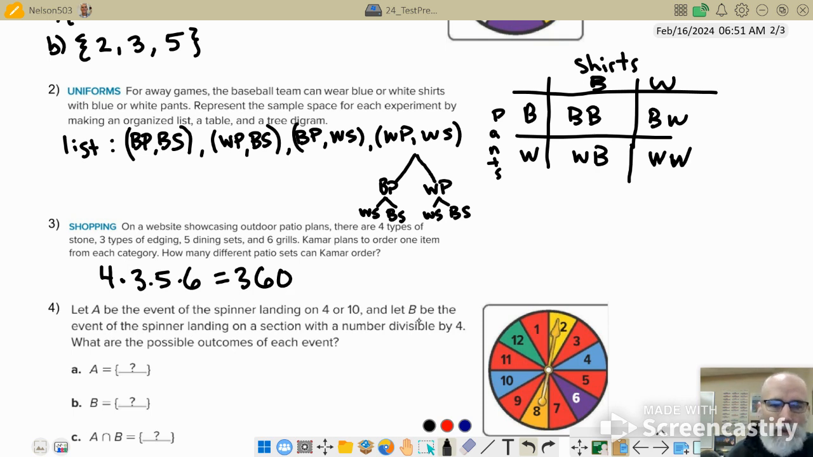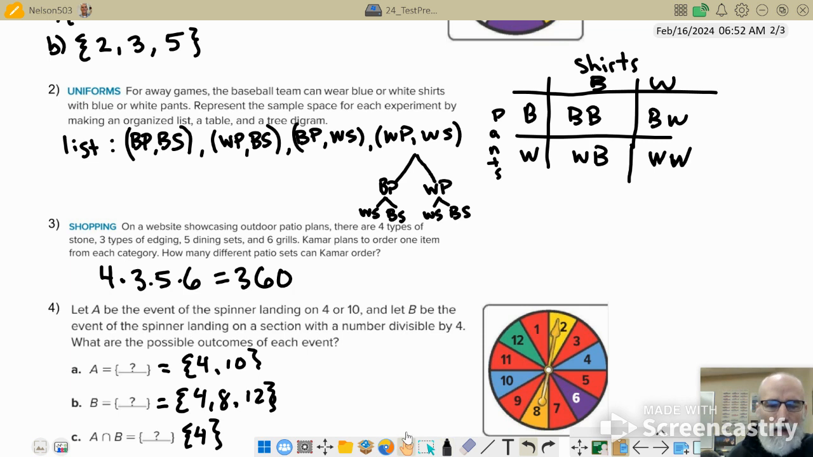Let A be the event the spinner lands on a 4 or 10. Okay, so you put in these curly brackets here, you put 4, 10. That's our set. Let B be the event the spinner lands on a section with a number divisible by 4. Okay, so let's see. B is 4, 8, 12. I guess that's it. There is no 16. And then A intersect B, we've got to find the one that's in common. So 4 is the only number that's in common. That's what intersect means. That little symbol means what's in common between these 2 sets.